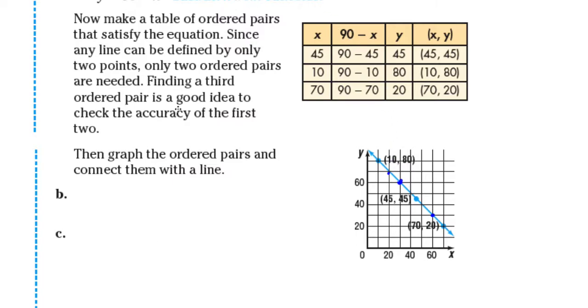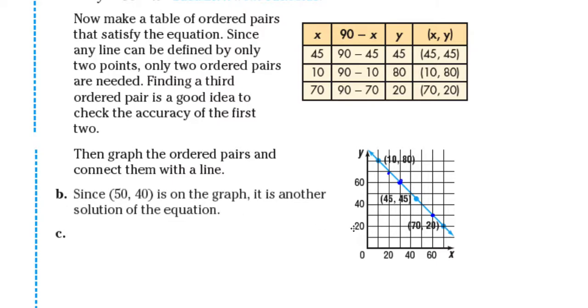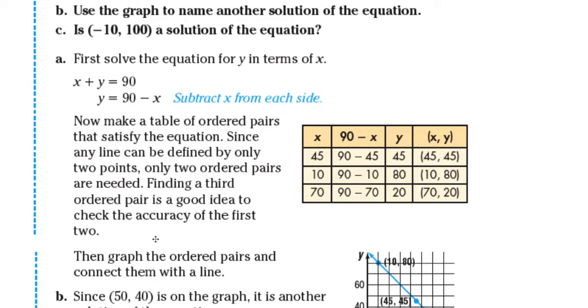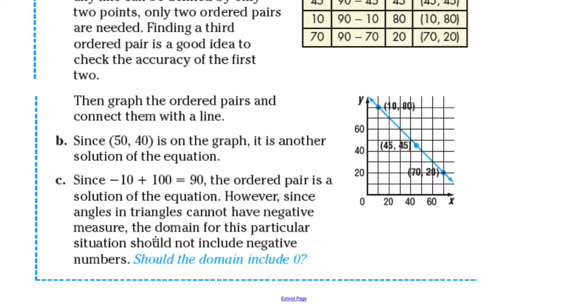So the point that we chose is 50 and 40, which is this one right here. Since 50, 40 is on the graph, it is another solution to the equation. And letter C is asking, is negative 10 and 100 a solution to the equation? Is the ordered pair a solution to the equation?